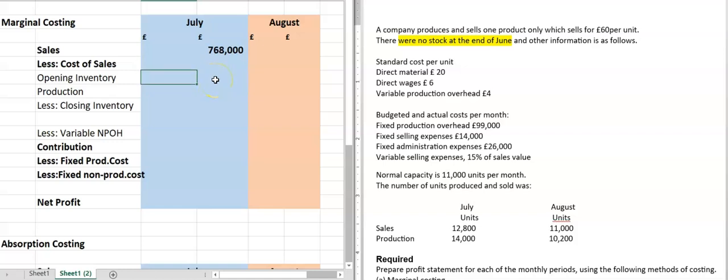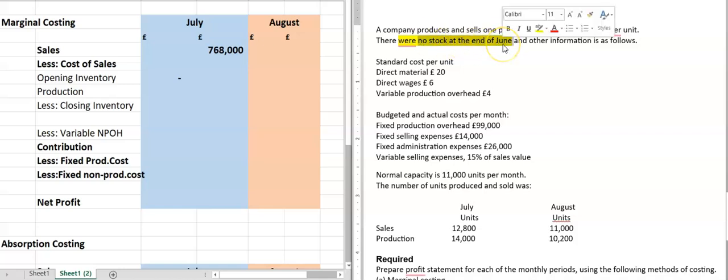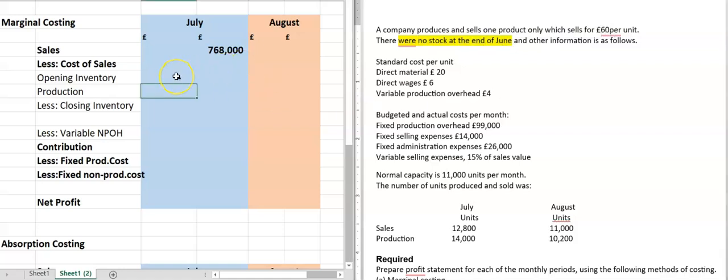Then when it comes to cost of sale, opening inventory. What is the opening inventory during July? That is 0. Why is it 0? Because they say there was no stock at the end of June. That means there is no closing stock in the month of June, so there is no stock carried forward for the month of July as an opening balance or opening inventory. So that's why we have put 0 here.